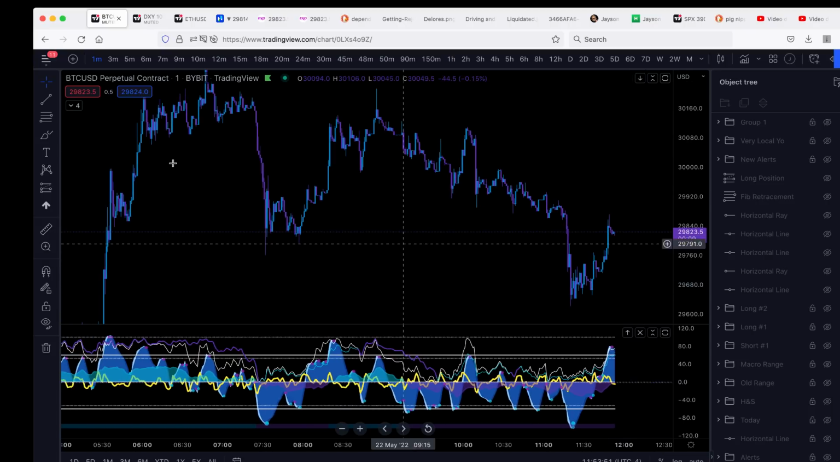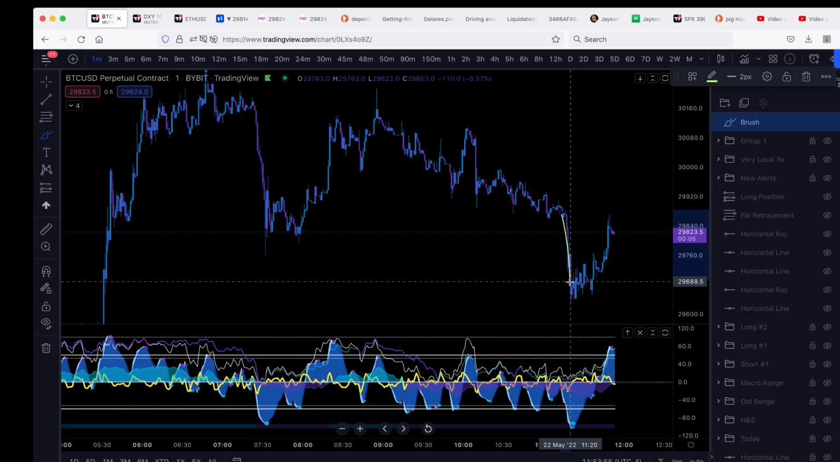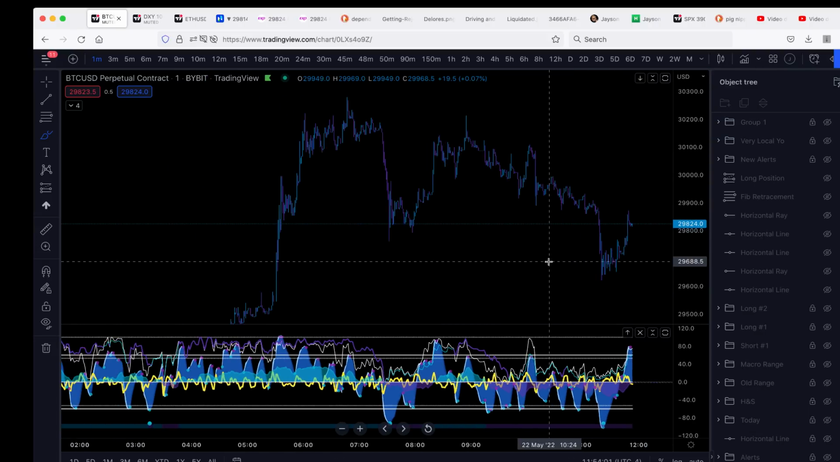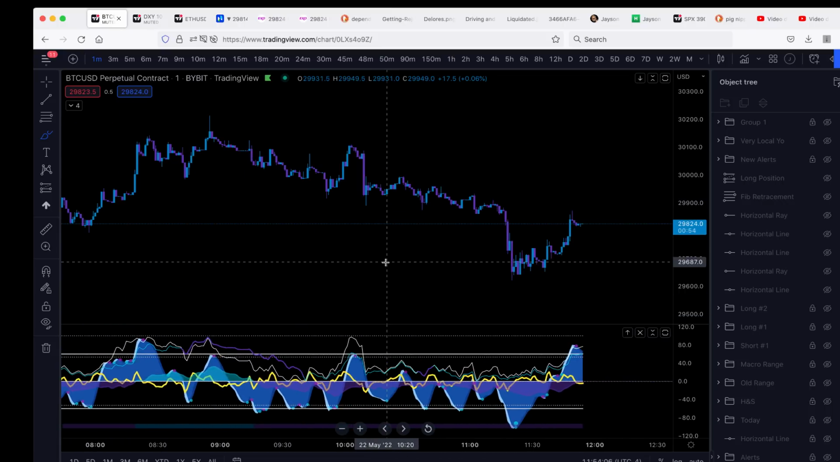FOMOing into a trade means you see that the price is getting a massive dump to the downside, and you say, oh crap, we're going to go down to zero. I might as well get into a short trade right now. Or the opposite, where you see, oh crap, price is pumping. I might as well get into a long trade right now. That is called fear of missing out.